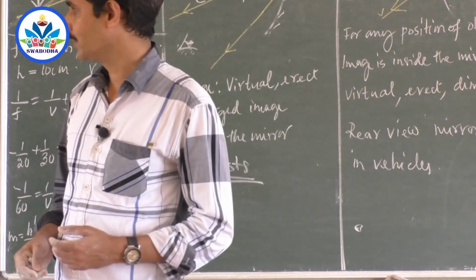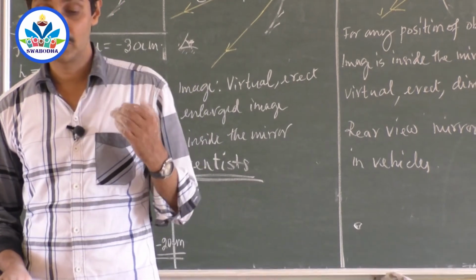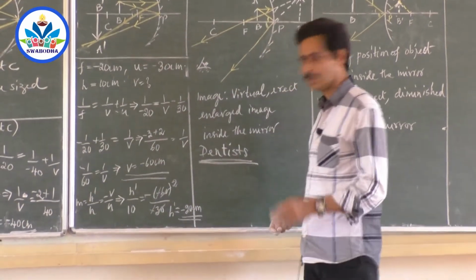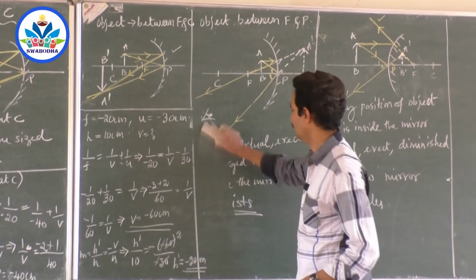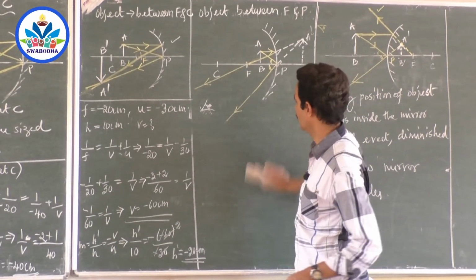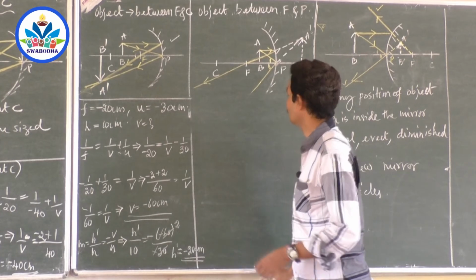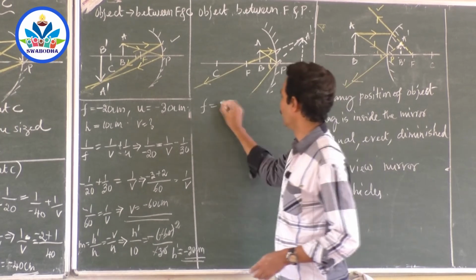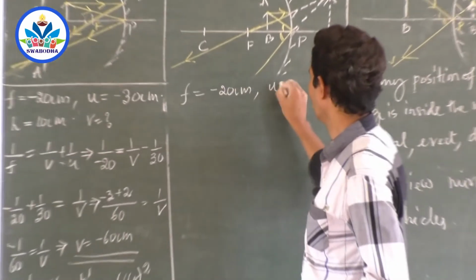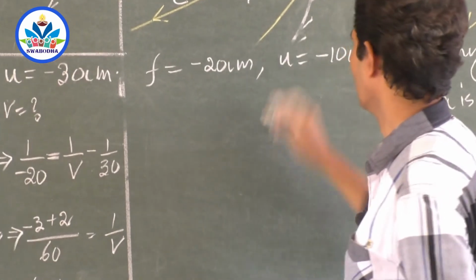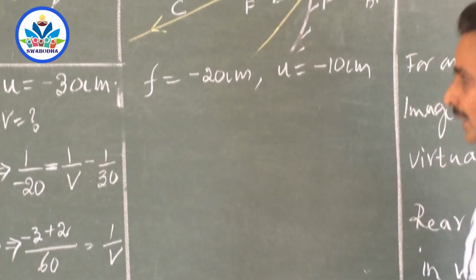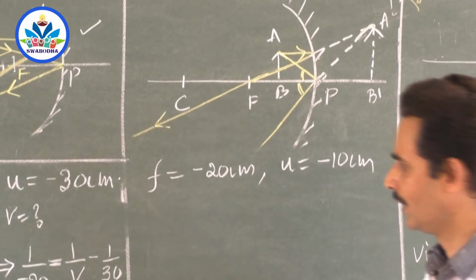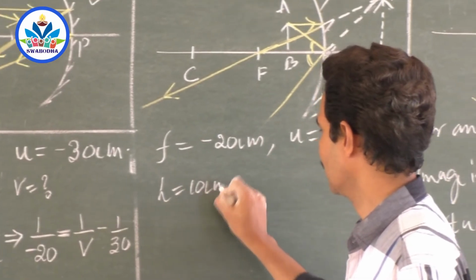Once you work out problems like this, you will definitely be able to remember all the things very clearly, because all these positions become very, very clear when you do all these things. Now come to this part of the image. What is this? The object is within the focus. So the focal length of the concave mirror is negative, minus 20 centimeters. I'll take the object distance as minus 10 centimeters because it is within the focus. Anything you can take, you can check it and do it in your house, you can get the answer. Height of the object is 10 centimeters.